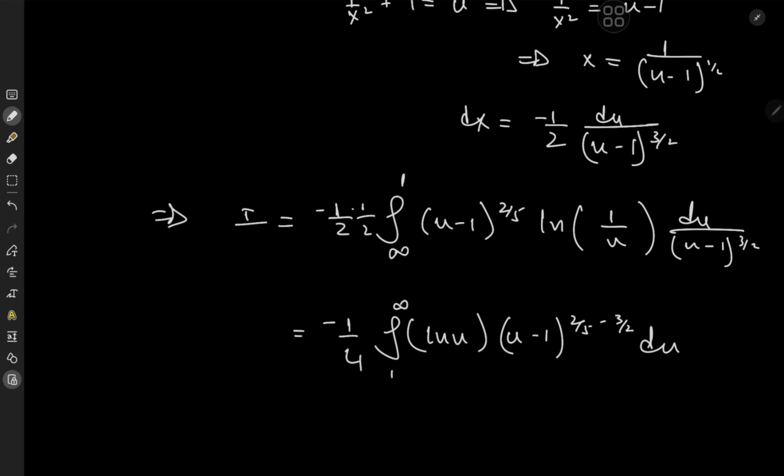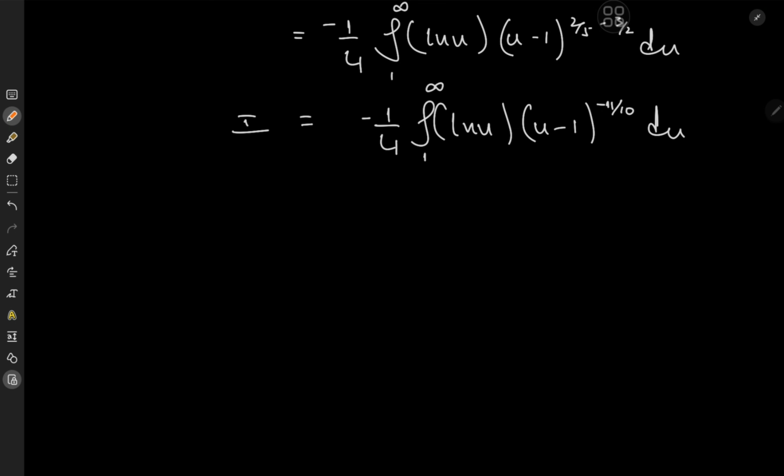I mean, anyway, we have -1/4, terribly sorry about that, integral 1 to infinity log u times (u minus 1)^(-11/10) du. Now that's a strange looking integral, isn't it? But it can be solved quite trivially using integration by parts.